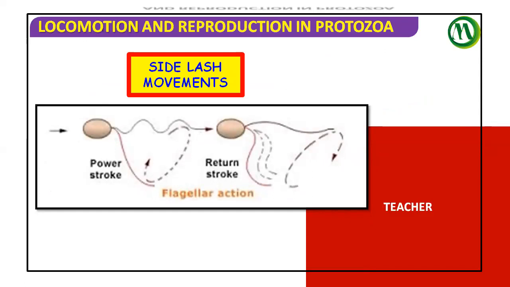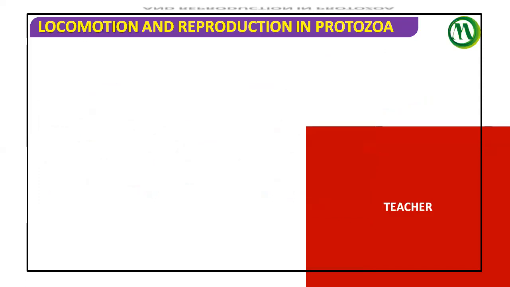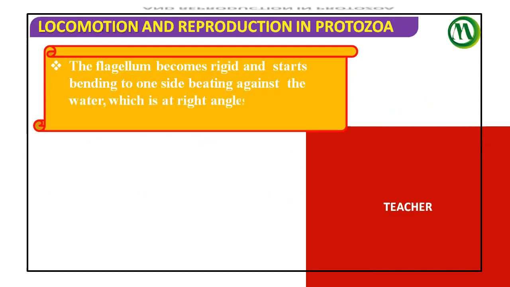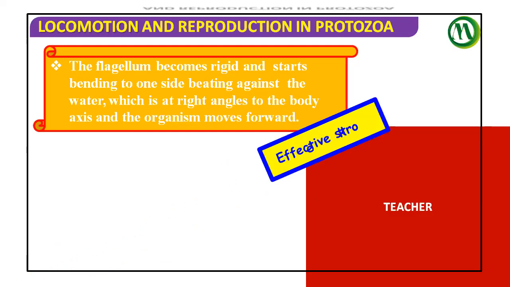As I already showed you, in flagellum, one type shows undulatory movements. The second type of movement in the flagellum is the sidewise lash movement. Here the flagellum becomes rigid and starts bending to one side, beating against the water at right angles to the body axis, and the organism moves forward. Nothing complicated here; simply put, it is swimming. A person in the water makes the water move backward with his hand and moves forward, isn't it? Even a basic swimmer knows that.